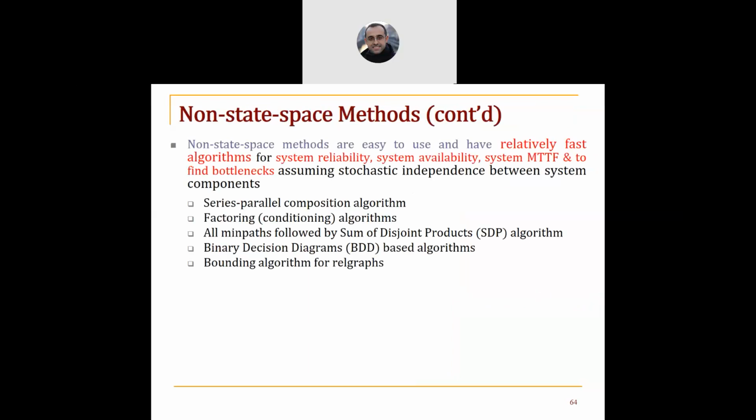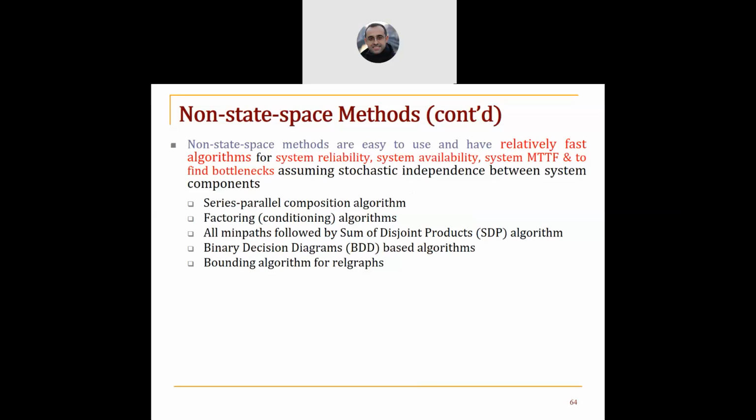So to summarize, the non-state space methods that we have discussed so far are easy to use, intuitive, and have relatively fast algorithms for solving for system reliability, system availability, system mean time to failure, and to find bottlenecks. But the key assumption that was necessary in order to do this is that components behave in independent fashion for both failures and repairs. Independent failures and independent repairs.